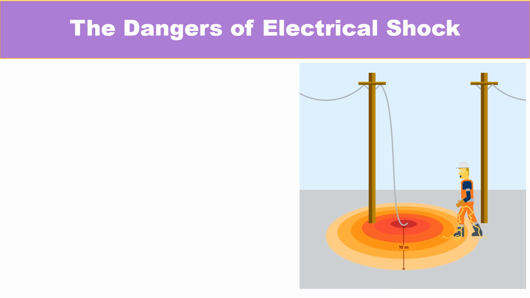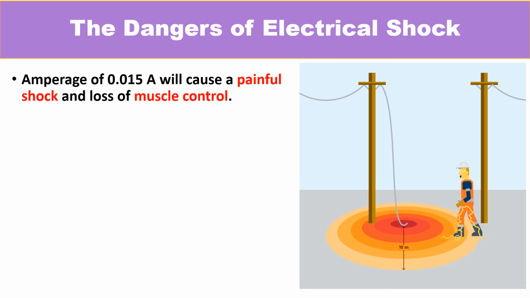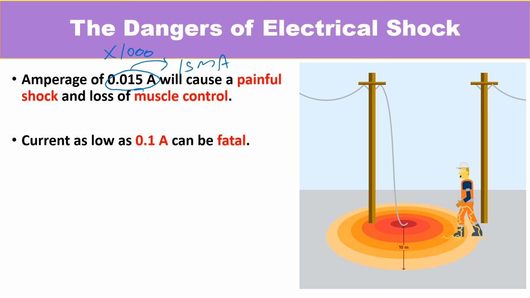Talking about electric shock damage, I'm going to tell you how a small amount of electric current can damage you. If you have 0.015 amp, that's already enough to cause a painful shock, and it will make you lose muscle control. Think about it: 0.015 amp. If I convert it into milliamps, you just multiply by 1,000. 15 milliamps is enough to cause a painful shock. And if the current is 0.1 amp, which times 1,000 is 100 milliamps, that can actually kill you.